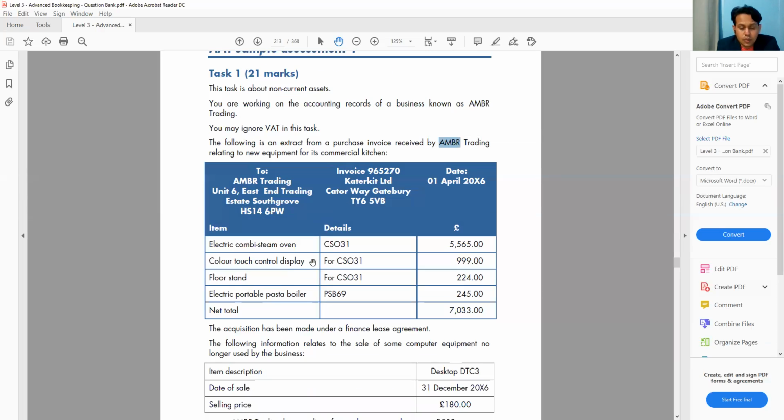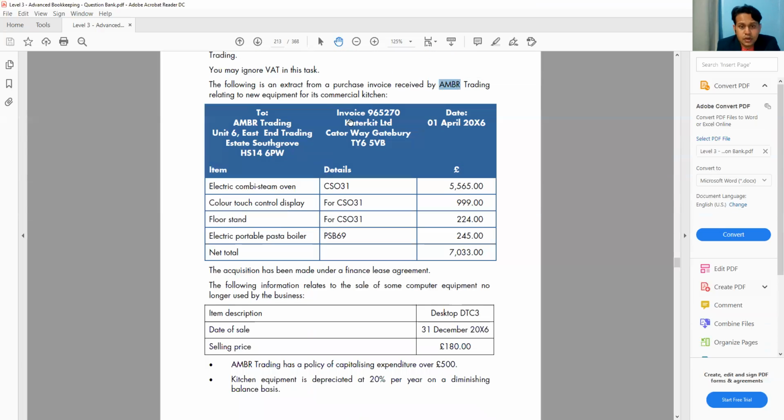So let's have a look at what we have here. This is the invoice date. This is a very basic thing; all this information we have in the invoice anyway. We have an electric combi steam oven. So we buy an oven, and this is the detail. This is maybe the serial number or the item number, and the cost we have here is 5,565. So this is the oven cost.